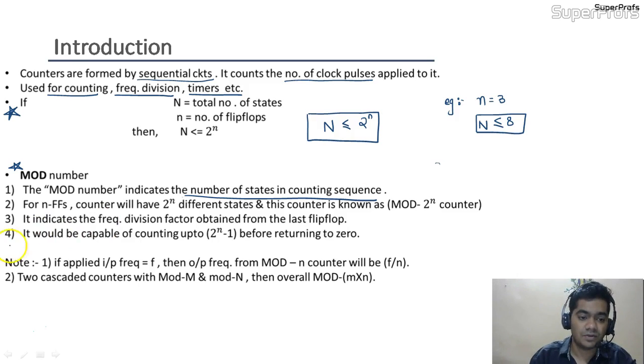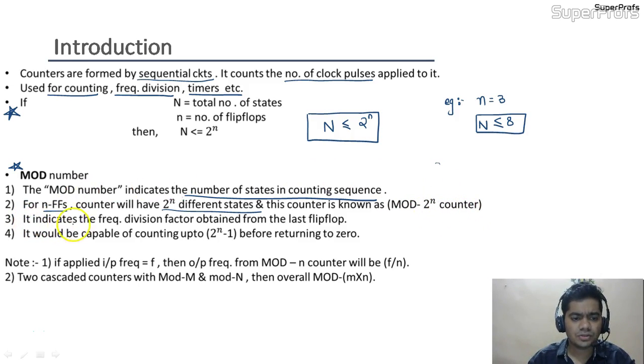If we have n flip-flops, the counter will have 2 raised to the power n different states, because if we have 2 flip-flops, then there would be 4 input combinations. That's why there would be 2 raised to the power 2, that is 4 different states, and this counter would be known as mod 2 raised to the power n. That is, if there are 2 flip-flops, then it would be known as a mod 4 counter.